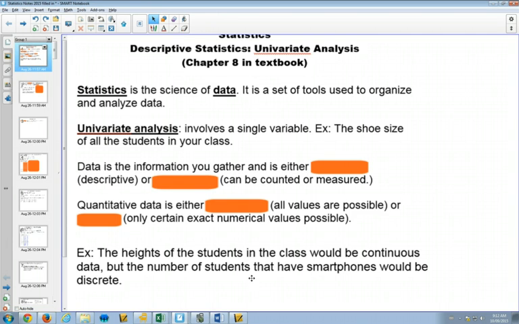Univariate, which is a fancy word: uni for one, variate comes from variable, one variable. We're looking at statistics right now that involves one variable. So if we're looking at all the shoe sizes in this class, that's the one variable that we're looking at. There are two types of data: either descriptive, which is called qualitative, or quantitative, which you can put a number to.